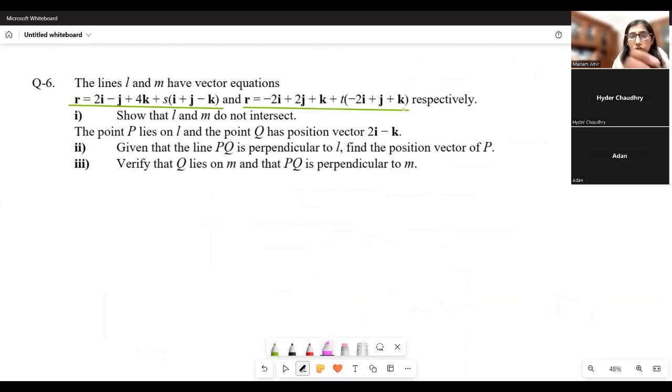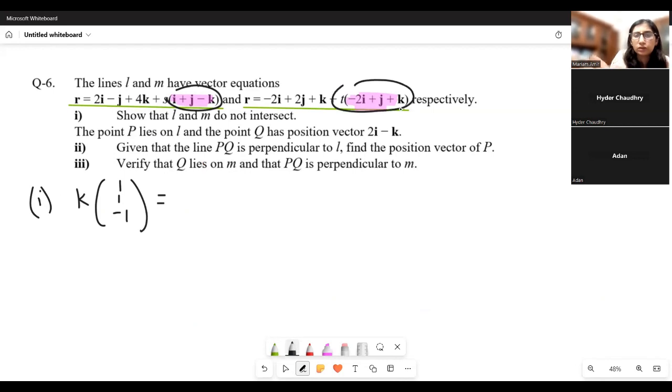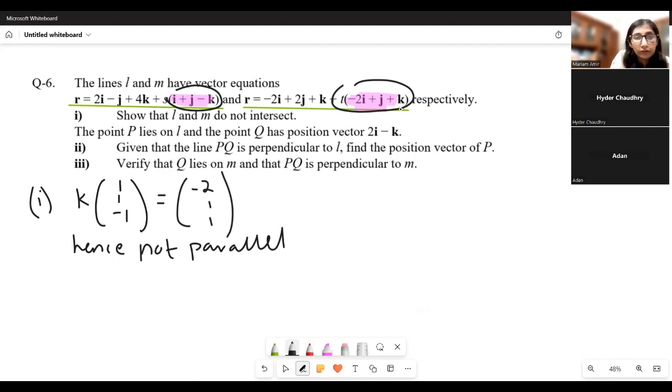So the first thing, in fact, you should check is whether they are parallel, which they're not, but you should show that part. k times 1, 1 and -1 is not equal to -2, 1 and 1. So since their direction vectors are not scalar multiples of each other, that means the lines are not parallel. So that is cleared. Okay, now we're going to solve them simultaneously.